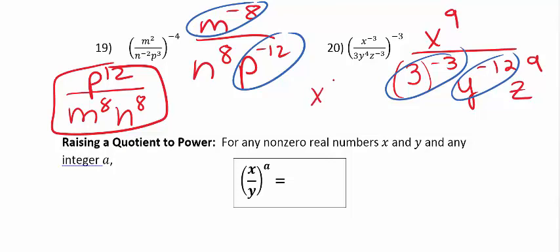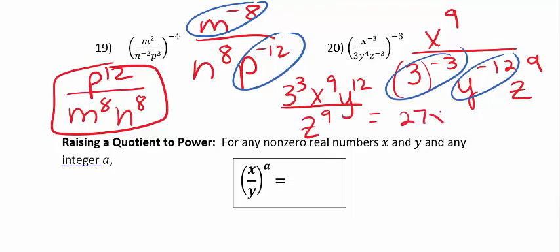So we're going to leave x to the 9th alone. We're going to move 3 to the negative 3rd power up to the numerator. We're going to move y to the negative 12th up to the numerator and leave z to the 9th in the denominator. And then we can evaluate 3 to the 3rd to be 27.